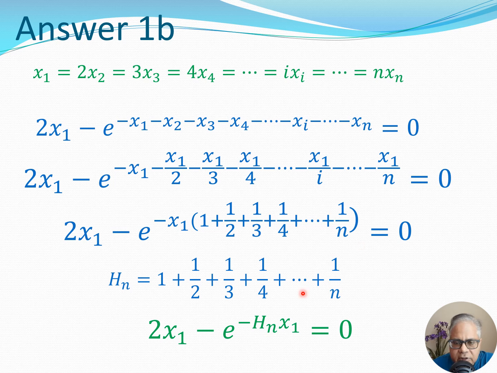Now this particular series is actually a series of numbers, and this series of numbers can be represented by, let us say, h subscript n. So this is a sum of all the reciprocals of the natural numbers. So now I have this particular definition, and with this definition I can write this equation here as 2x1 minus e to the power minus hn x1 equal to 0. So this is a compact way of writing it. All I have done is I have replaced this sum here by h subscript n.